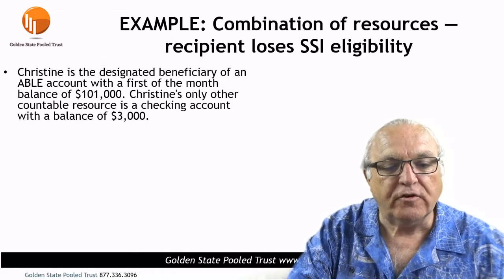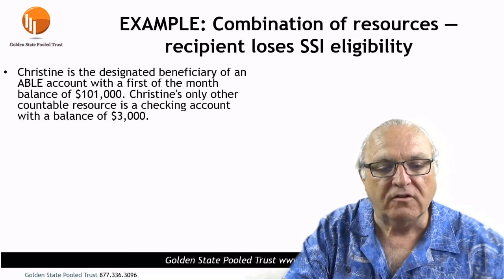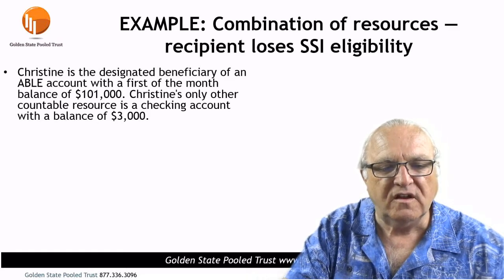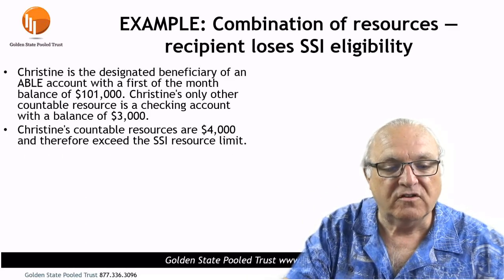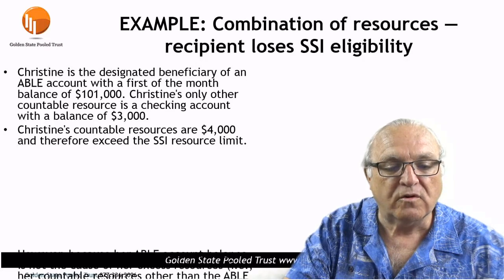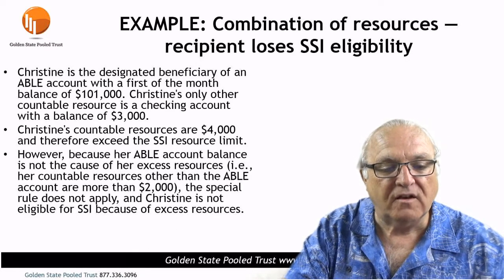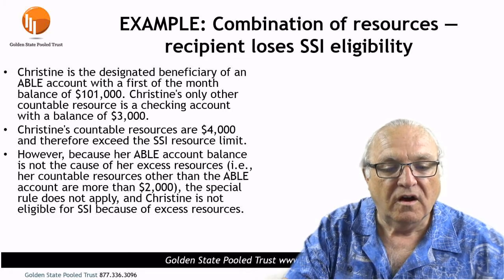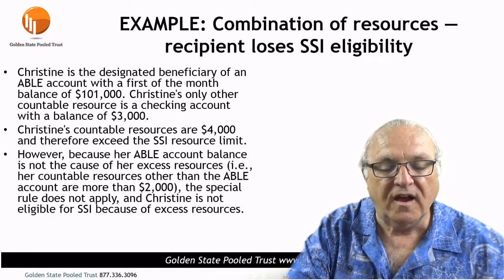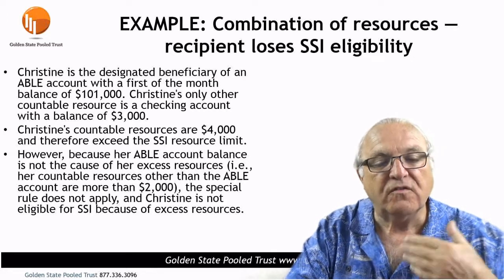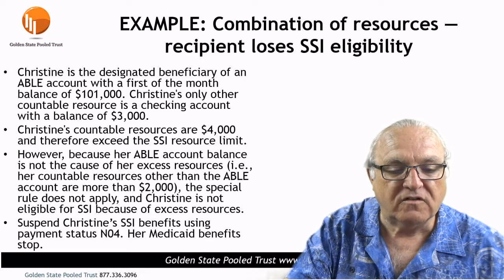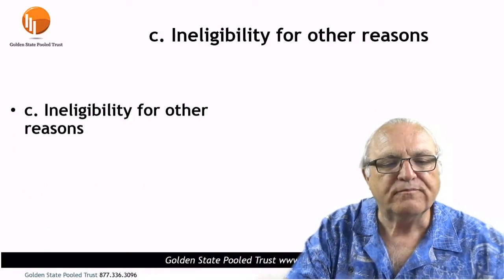Christine is the designated beneficiary of an ABLE account with a first of the month balance of $101,000. Christine's only other countable resource is a checking account with a balance of $3,000. Christine's countable resources are $4,000 and therefore exceed the SSI resource limit. However, because her ABLE account balance is not the cause of the excess resources, the special rule does not apply, and Christine is not eligible for SSI because of excess resources. Once again, if this goes beyond 12 months, she would have to reapply. So they would suspend her SSI benefits using whatever code it is they use.